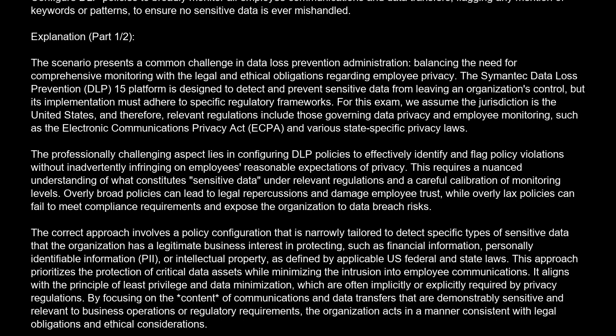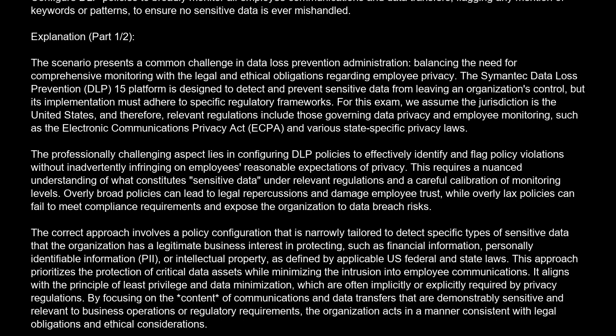The Symantec Data Loss Prevention DLP-15 platform is designed to detect and prevent sensitive data from leaving an organization's control, but its implementation must adhere to specific regulatory frameworks. For this exam, we assume the jurisdiction is the United States, and therefore, relevant regulations include those governing data privacy and employee monitoring, such as the Electronic Communications Privacy Act, ECPA, and various state-specific privacy laws.